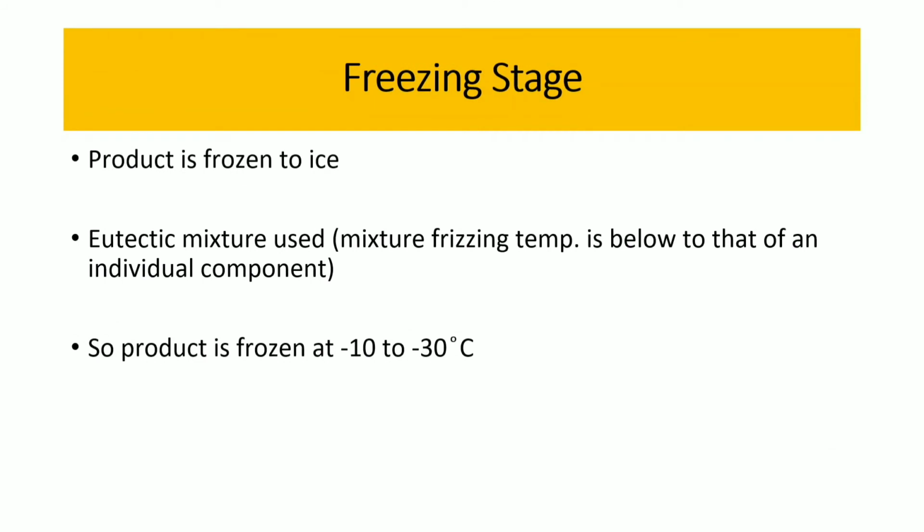The next stage is the freezing stage. The product is frozen into ice in this stage. Means, as the name suggests, freezing stage. So in this, we are going to freeze our product into ice. Over here, eutectic mixtures are sometimes used. These eutectic mixtures have a freezing temperature below that of an individual component. So the product can be frozen at -10 to -30 degrees centigrade at this particular stage.